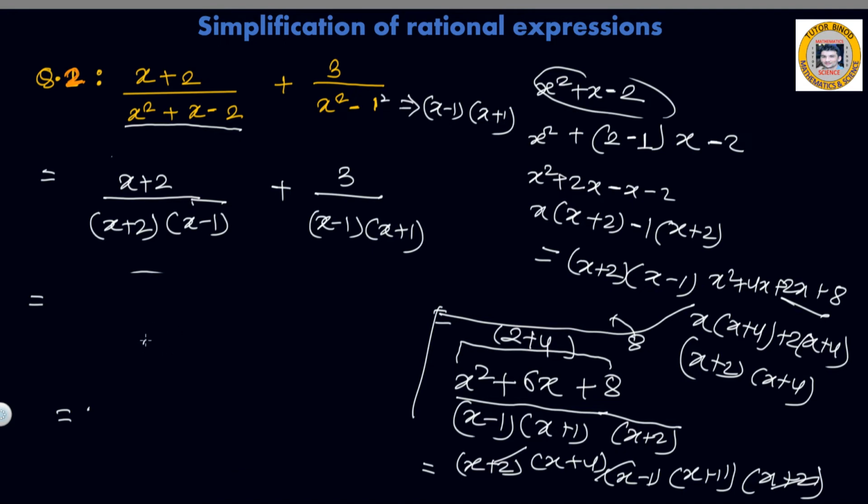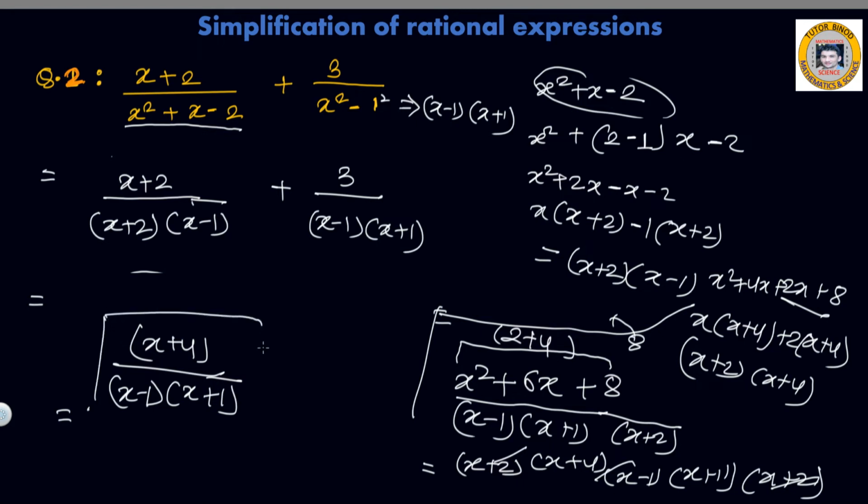On the numerator I have only x plus 4, and on the denominator I would have x minus 1 and x plus 1. So that's how you do it. So I would have x plus 4 on the numerator, whereas x minus 1, x plus 1 on the denominator. So that's how you do it. This is the answer for our given question. So from here I would come to this one.